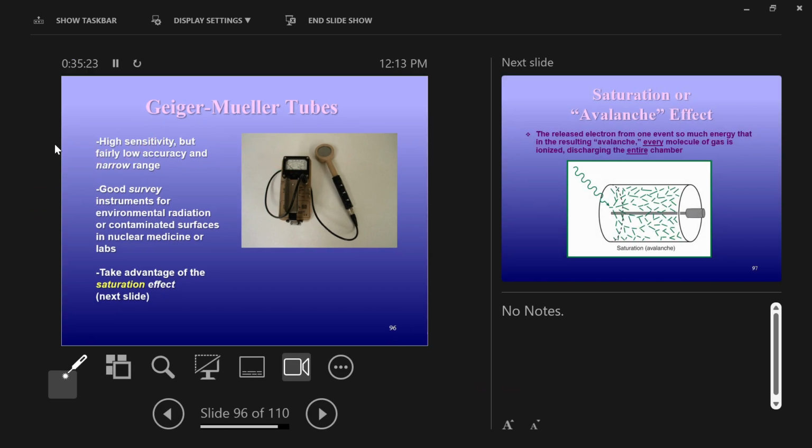High sensitivity, low accuracy, and narrow range. So very sensitive, hard to report accurately. This will tell you if there's radiation, any amount, high or low amounts, but they can't tell you exactly how much there is. They're less good at that. And they have a narrower range for detection. So they have downsides. They're great instruments for environmental radiation surveys or checking contaminated surfaces in nuclear medicine or other laboratories.